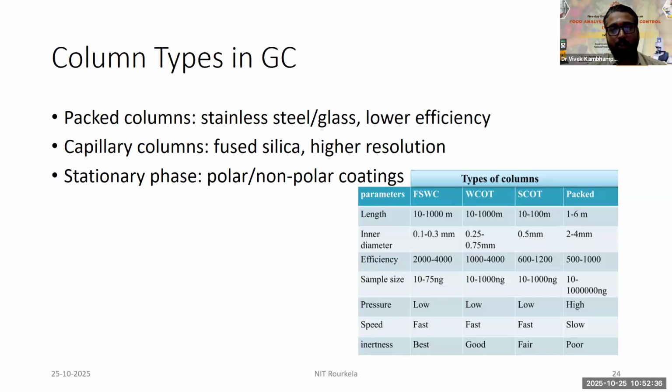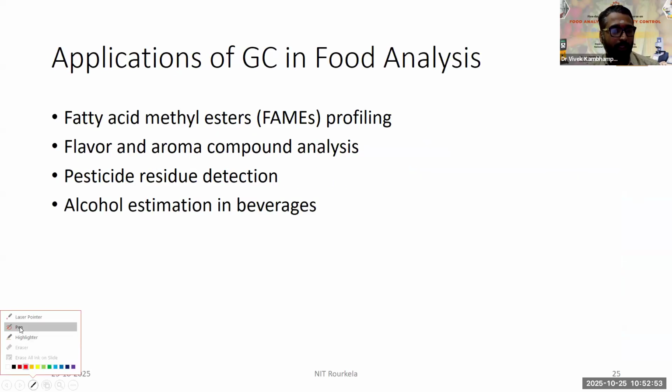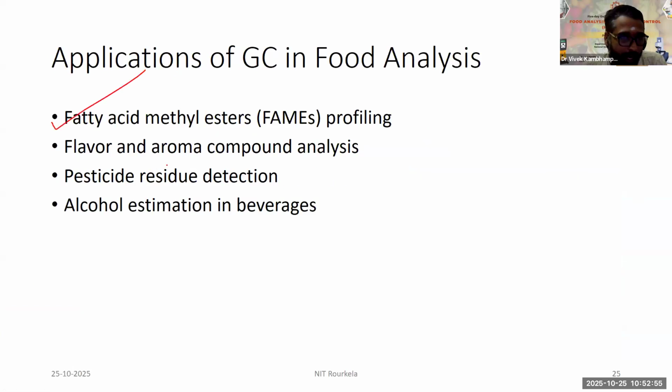The packed columns will be stainless steel or glass. It has some kind of lower efficiency. If you want to just detect what kind of compound is present at lower cost, you can easily go for the packed column. This is possible, right?